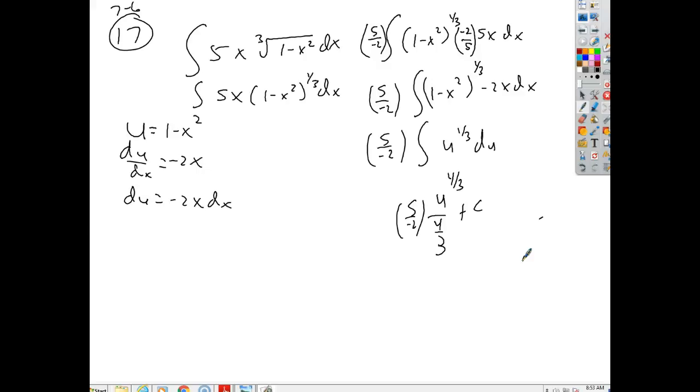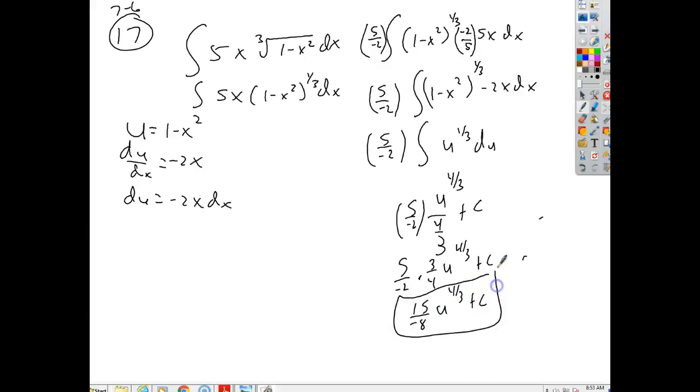Good? I gotta get rid of the fraction on the bottom. I need to flip and multiply. So you get 5 over negative 2 times 3 over 4, u to the 4/3 plus c. Multiply my fractions, I get 15 over negative 8, u to the 4/3. Probably shouldn't have the negative on the bottom, but I'm not sure your AP Central cares. Probably better if you didn't do that, though. Does that make sense?